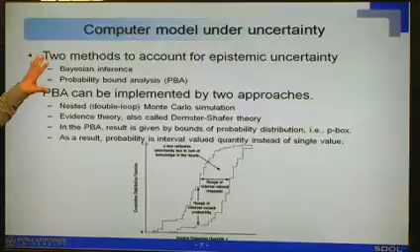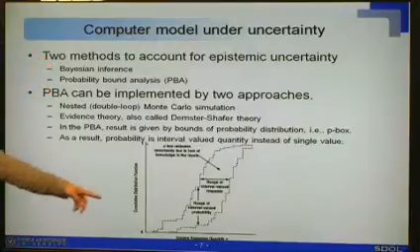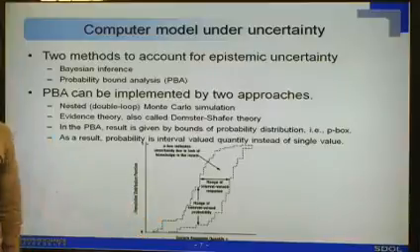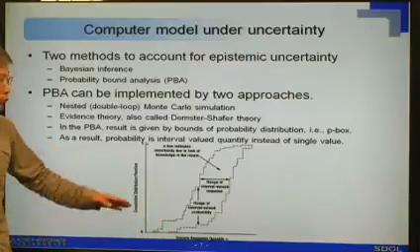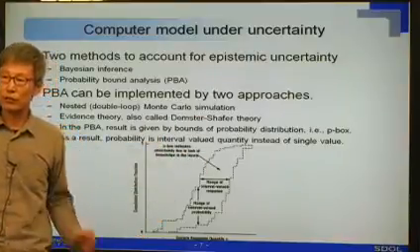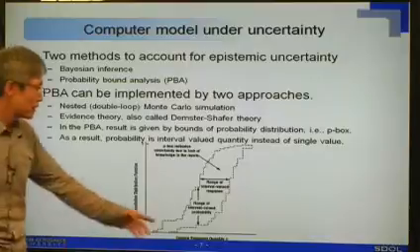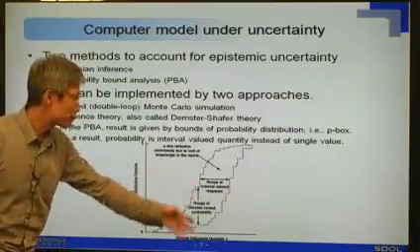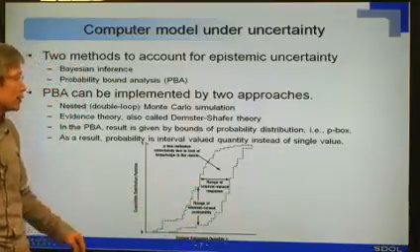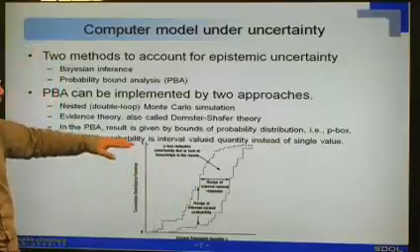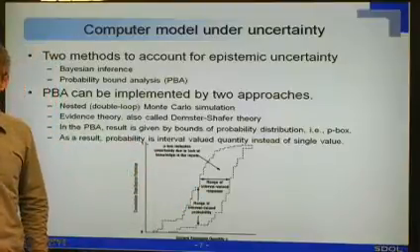Whatever the method is, the result we get is the same thing, this one, the P-box. So the range of CDFs is the result we get. And the probability at some value is not a single value, but an interval-valued quantity in that case.